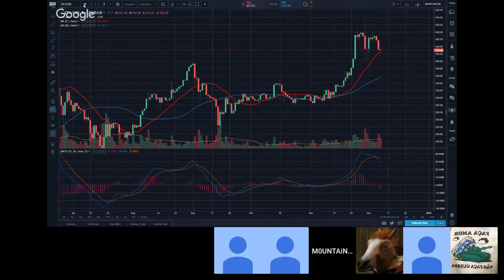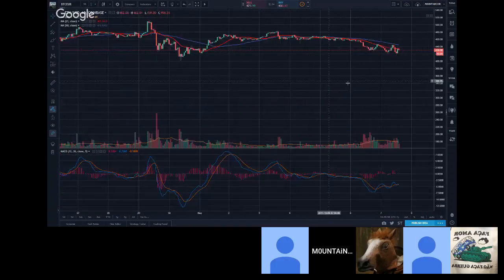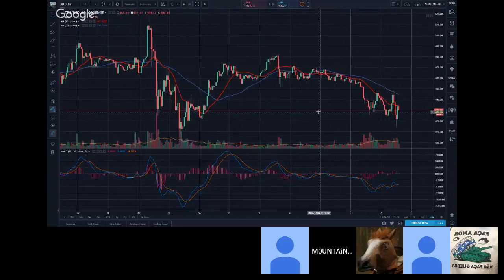Now I'm going to change to hour. I'll hit auto here to make it look better. Now our moving averages are based on our time frame. The red one is a 21-hour moving average, and the blue one is a 50-hour moving average.